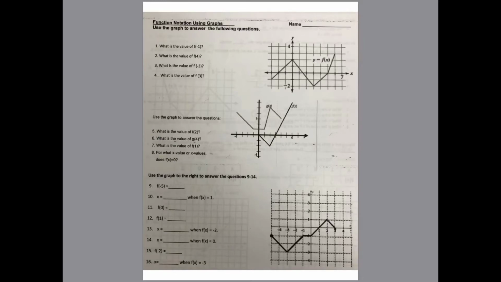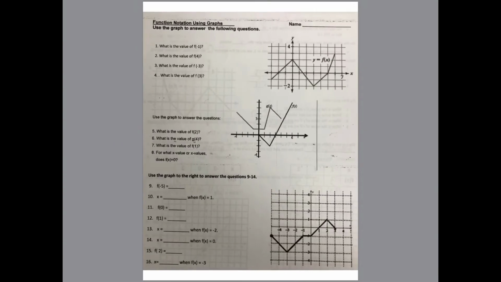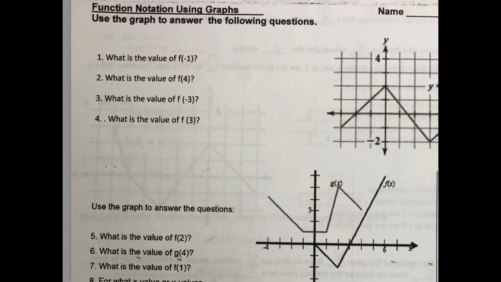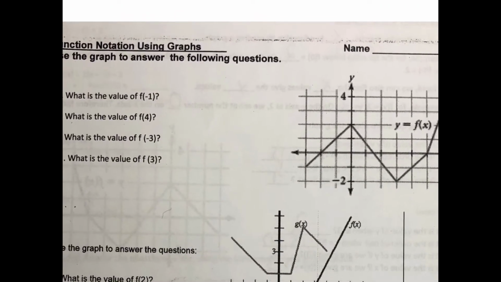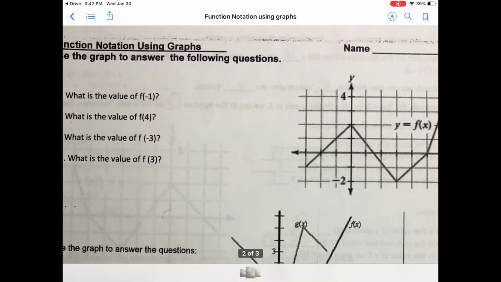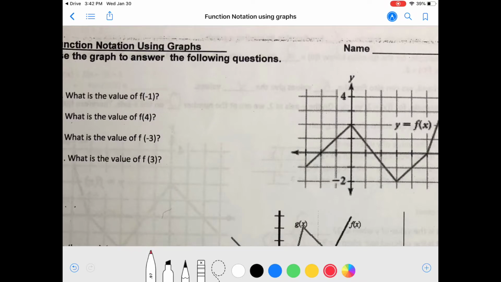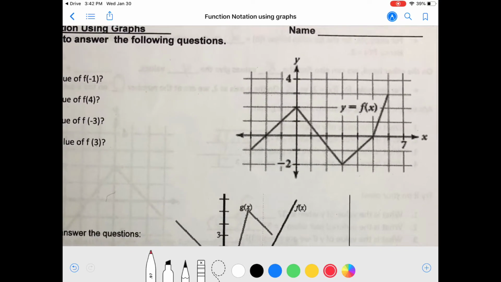So we're going to go over the other side tomorrow, but I'm going to do one really quickly in each section. So what is the value of f of -1 for the first little graph? So we come over to our graph and we say, well, x is going to be -1. So this means x is -1. What is y?